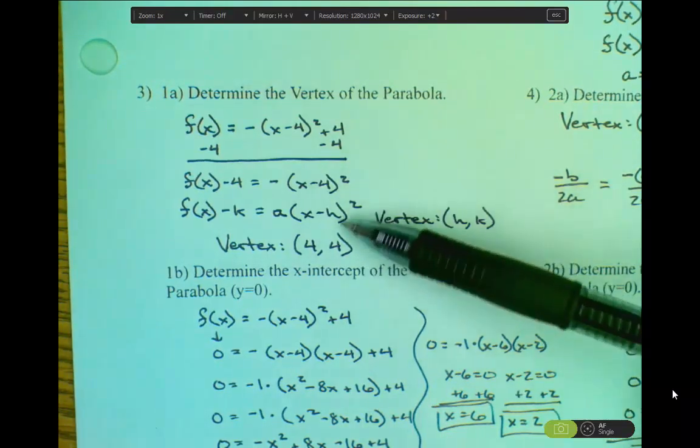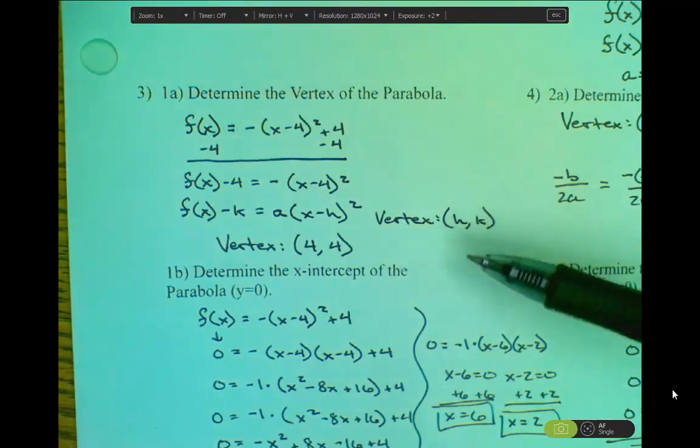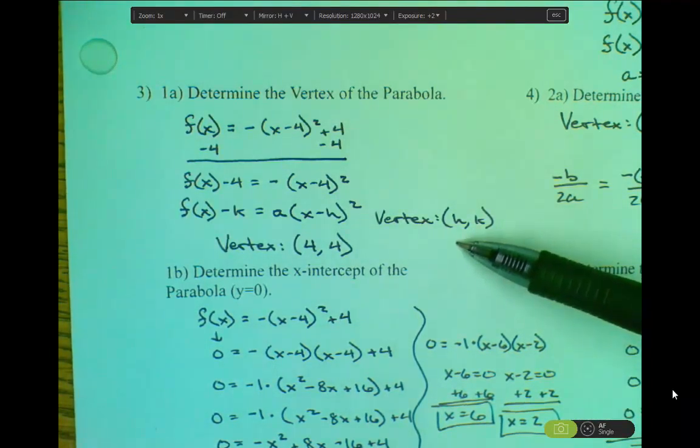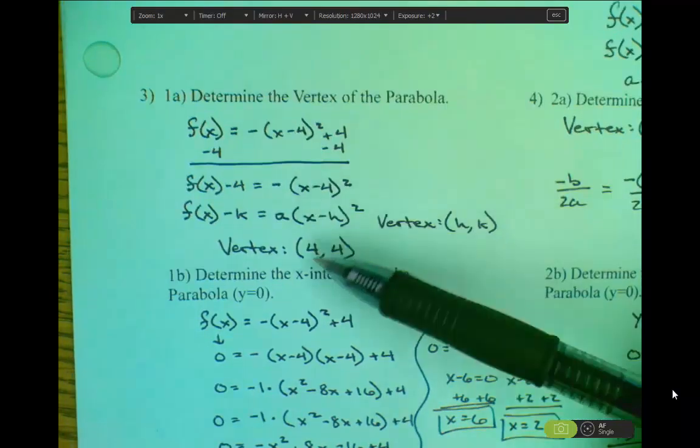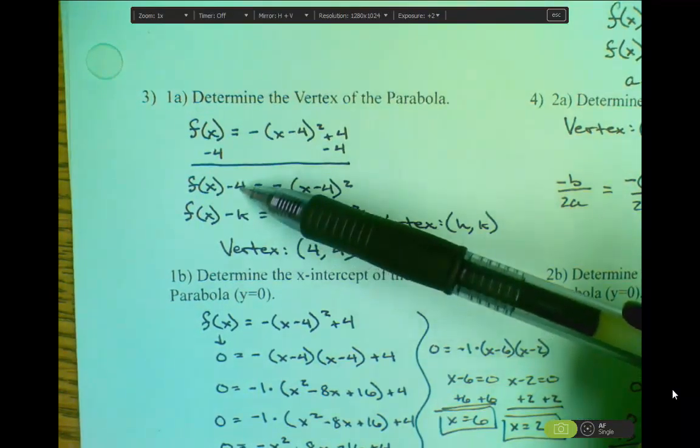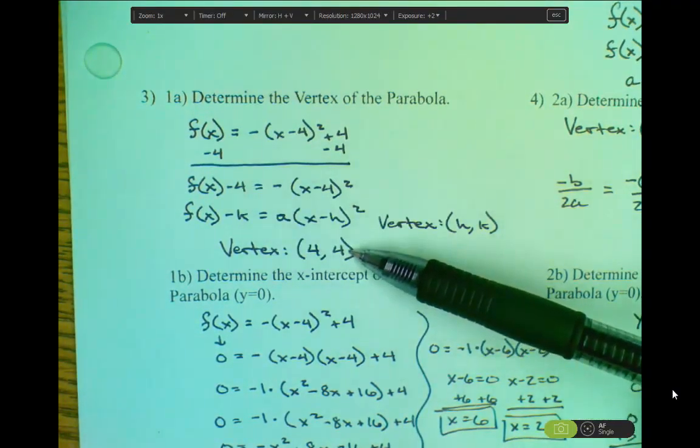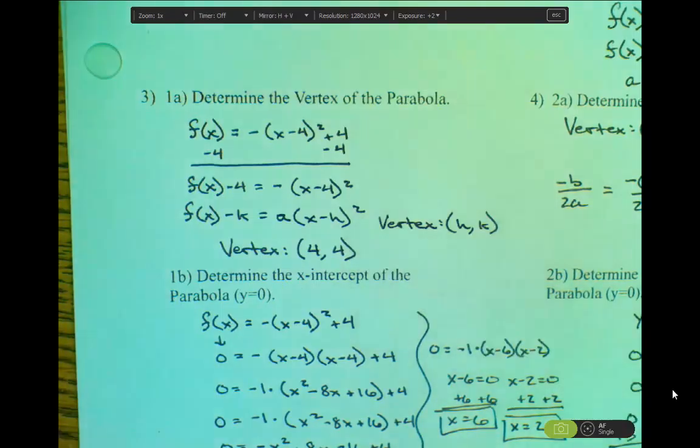What you're seeing in vertex form is the opposite of h and the opposite of k. So if I'm looking for the vertex at (h, k), the opposite of -4 is +4. The opposite of -4 is also +4. So my vertex is at (4, 4).